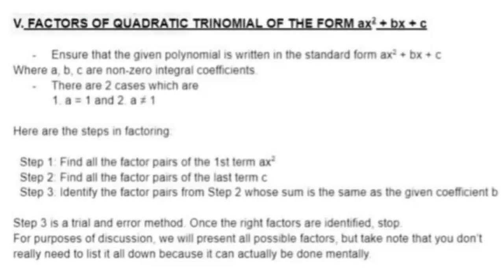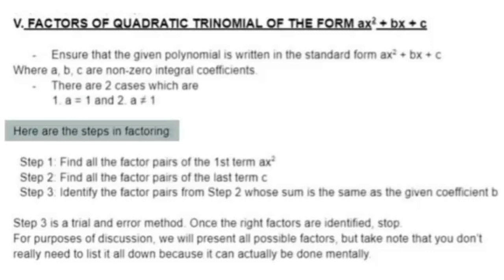Lastly, we will have factors of a quadratic trinomial of the form ax squared plus bx plus c. Ensure that the given polynomial is written in the standard form of ax squared plus bx plus c, where a, b, c are non-zero integral coefficients. There are two cases, which are 1. a is equal to 1 and 2. a is not equal to 1.